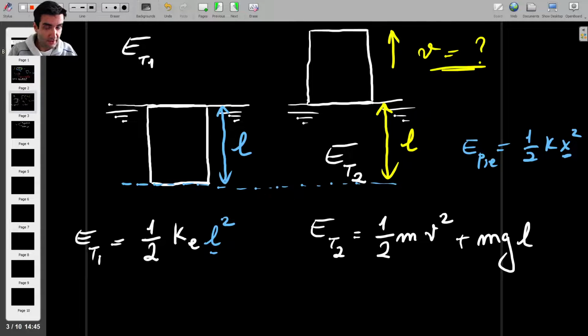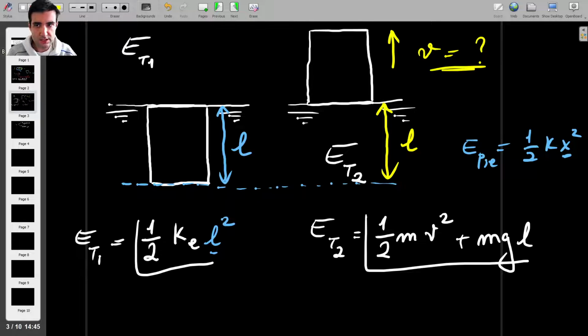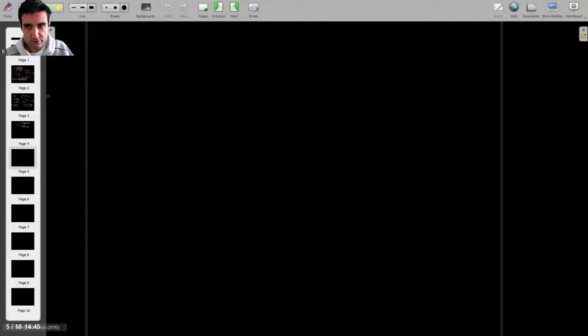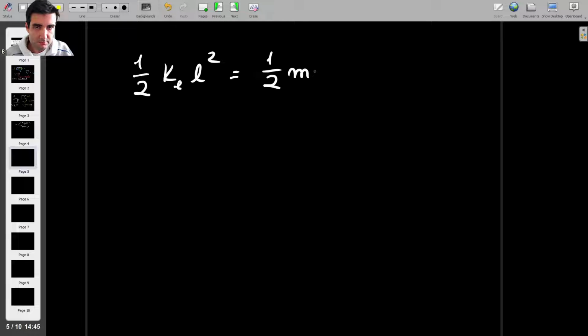There are no dissipative effects, meaning that this energy is equal to this energy. So we're going to write that here. In the first instance, 1/2 ke L squared is going to be equal to 1/2 mv squared plus mgL. And that's what we're going to use to find the final answer.